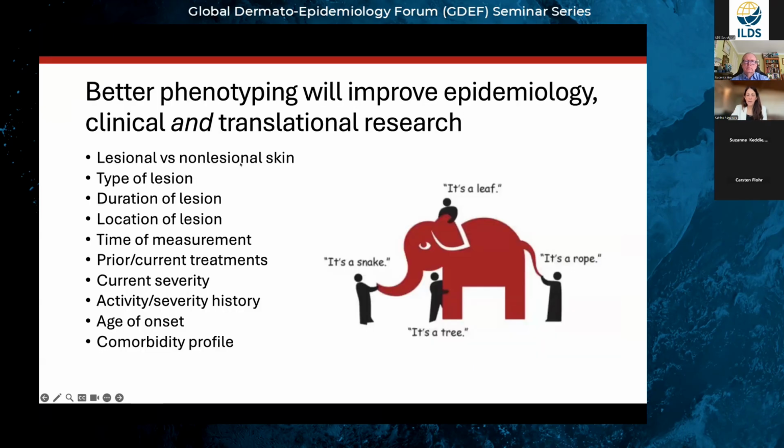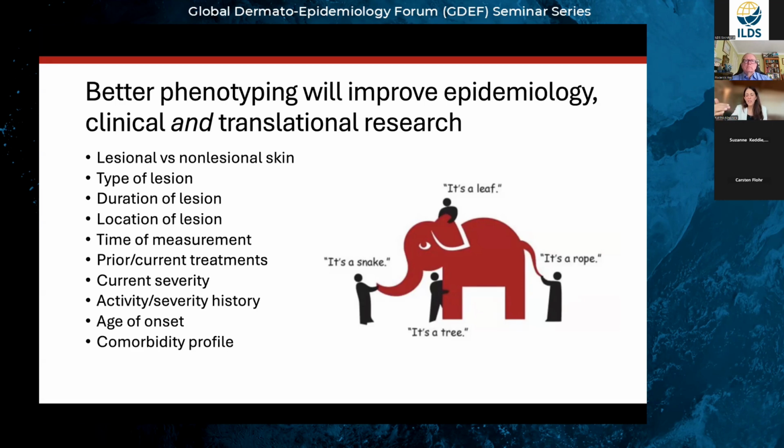So you can imagine that a lot of people differentiate between lesional and non-lesional skin if they're looking at molecular phenotyping, but they don't always specify whether it was a lichenified versus an oozy edematous lesion, how long the lesion had been there, whether it was on sun-exposed skin, when it was measured, what treatments, how bad, where the patient was in their disease trajectory, if they were coming on or off a flare.